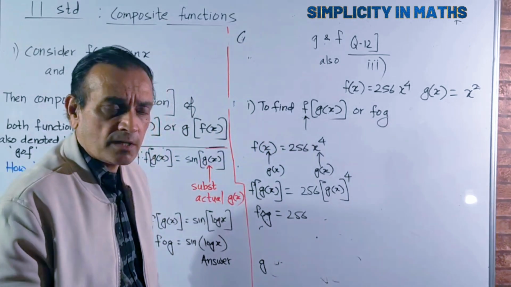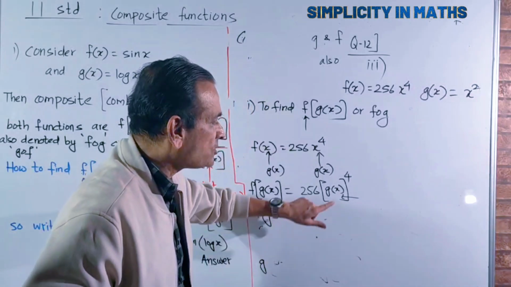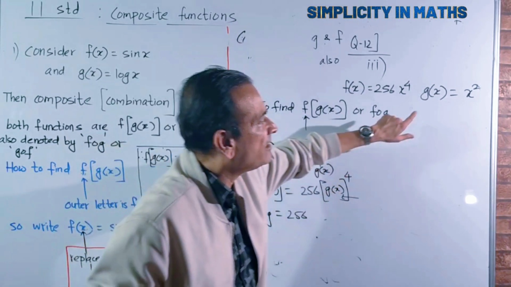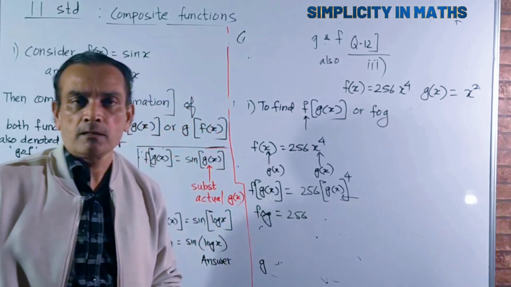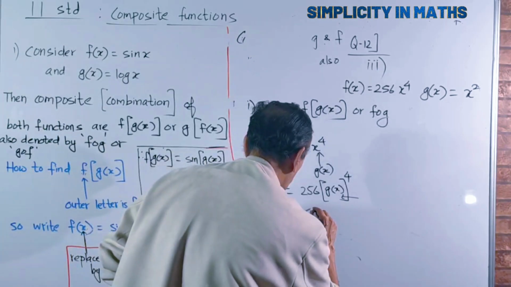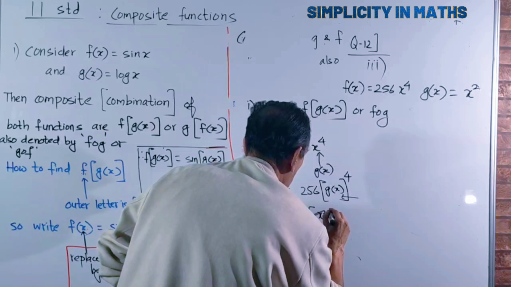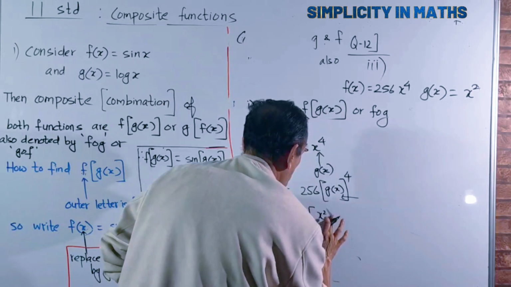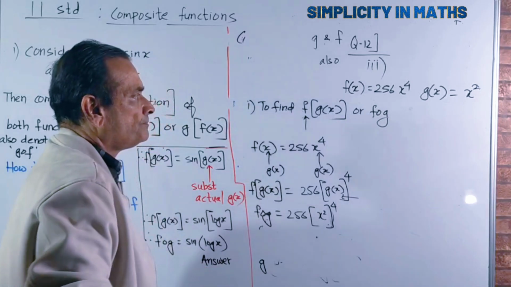Right hand side अभी क्या करना है? Actual value of gx. What is the actual value of g of x? Second function. That you have to put only in the right hand side. X squared raised to 4.